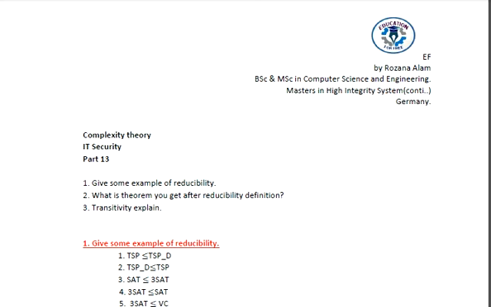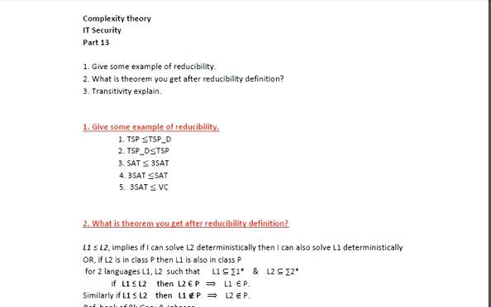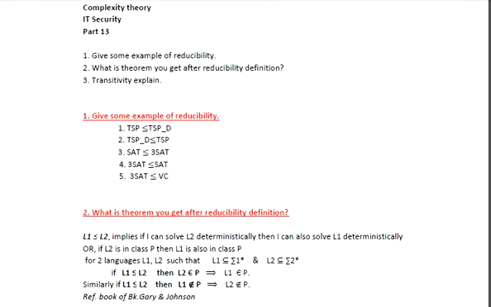Today is the 13th video of complexity theory. In this video I would like to discuss some examples of reducibility, and then I would like to state the theorem we get after reducibility, and what transitivity is. So let's see. The question is: give some examples of reducibility.